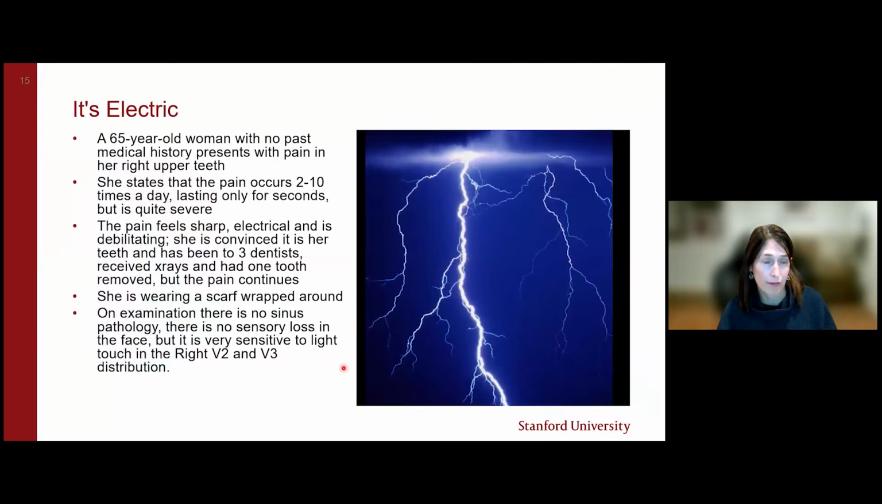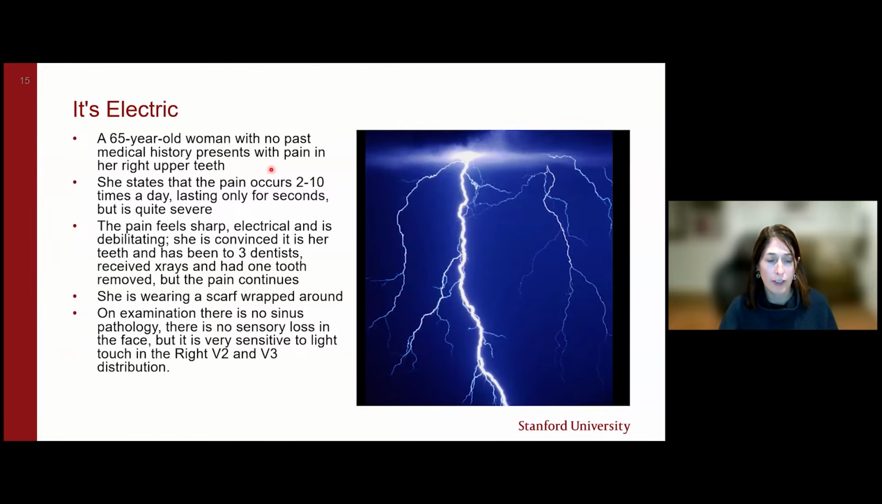But there are other types of trigeminal nerve problems. And so let's take this case where we have a 65-year-old woman, and she has no past medical history, and then she presents with pain in her right upper teeth. She states that the pain occurs about 2 to 10 times a day. It's brief, only lasts for seconds, but it stops her in her tracks. And it's sharp and electrical and quite debilitating. She's been to 3 dentists and she's had x-rays and she had a tooth removed, but the pain continues.